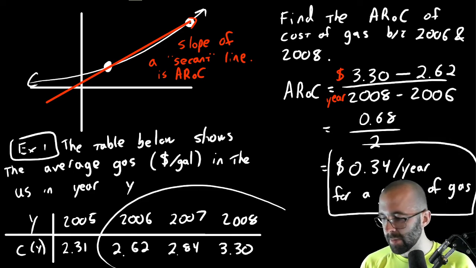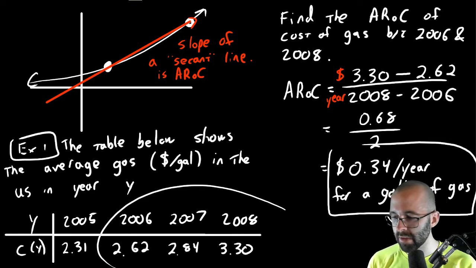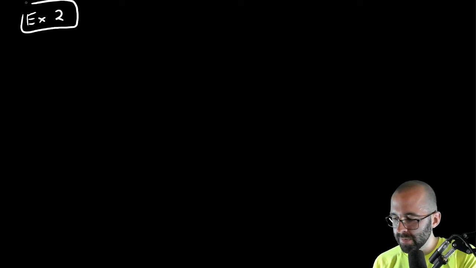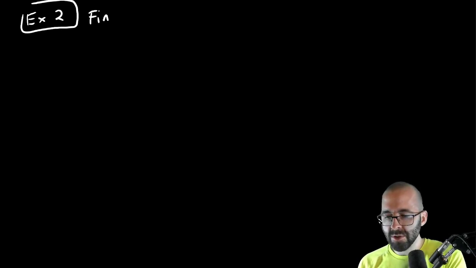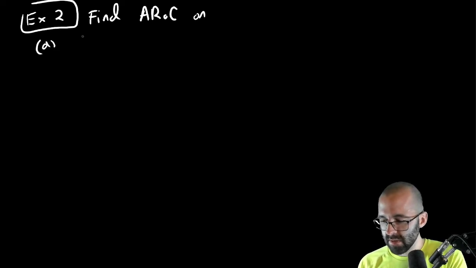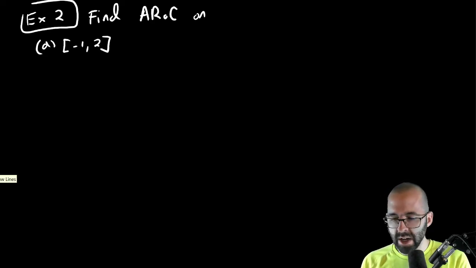Let's do one more example problem here with 2 parts. So I guess it's kind of 2 examples. Let's do example number 2. Find the average rate of change on these 2 intervals. First interval, -1 to positive 2. And we're looking at the function y equals x squared.